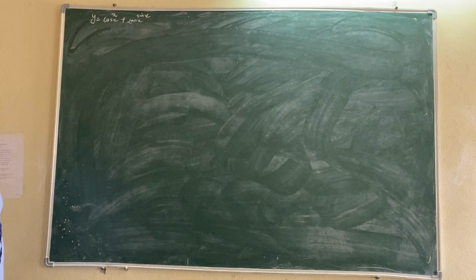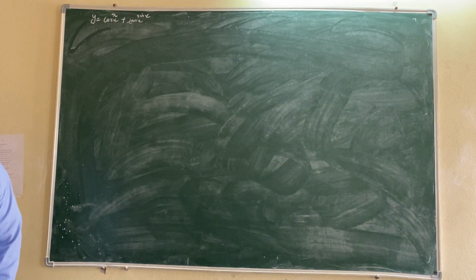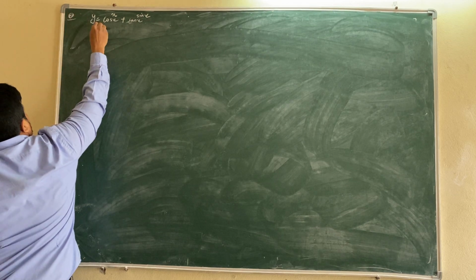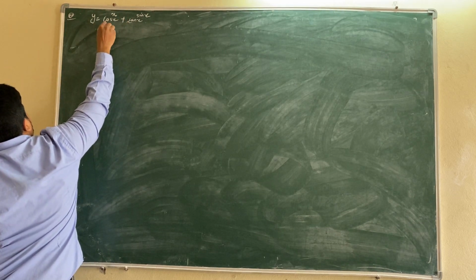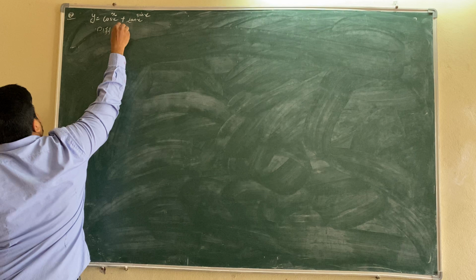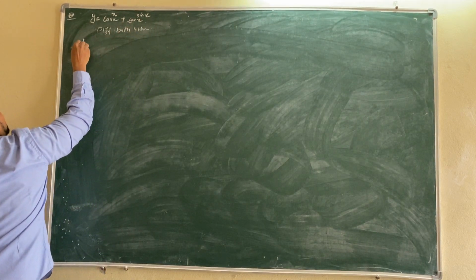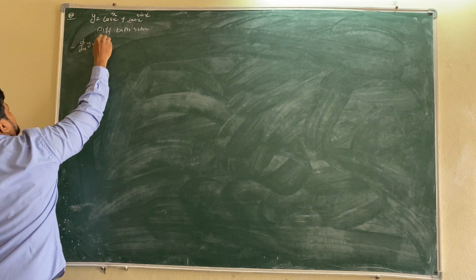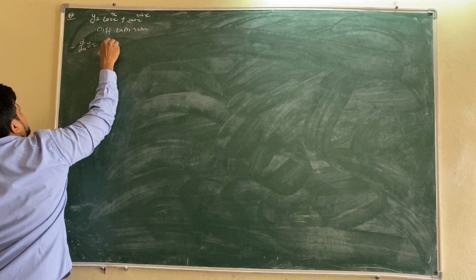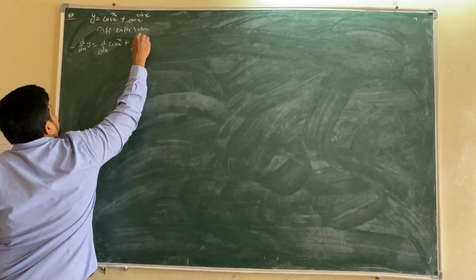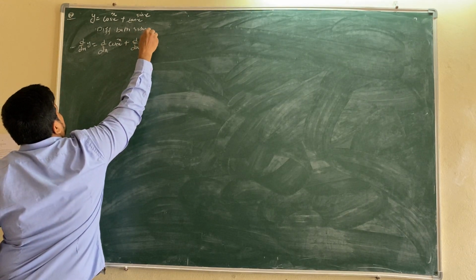y equal to cos x power x plus tan x power sin x is our question. Because a plus sign is there, I am not applying log. Instead of that, what I am doing is differentiating both sides with respect to x. So d by dx of y equals d by dx of cos x power x plus d by dx of tan x power sin x.